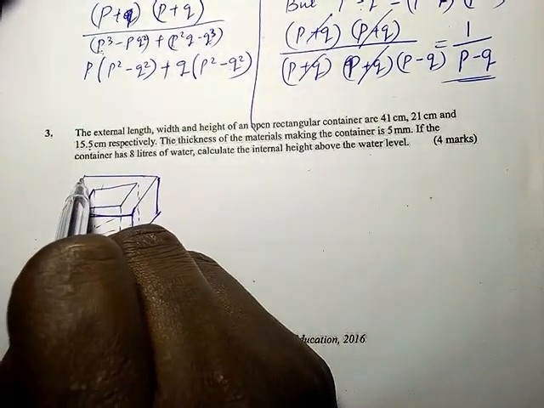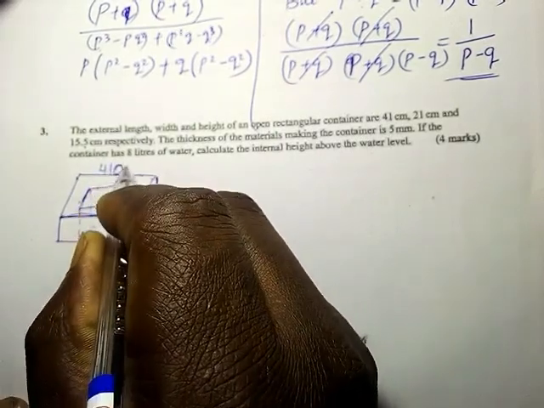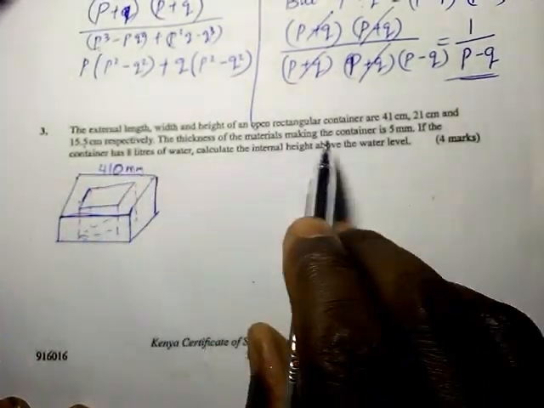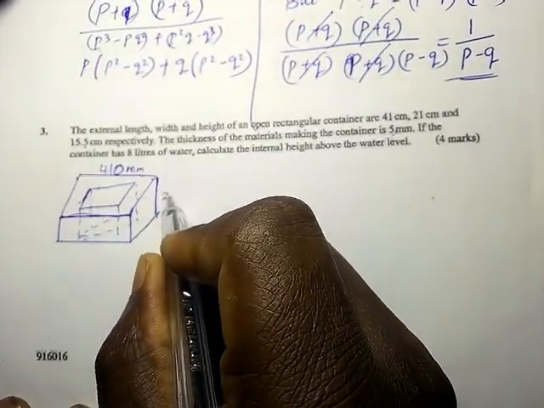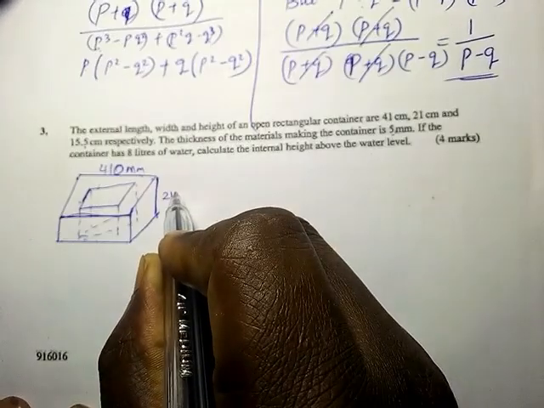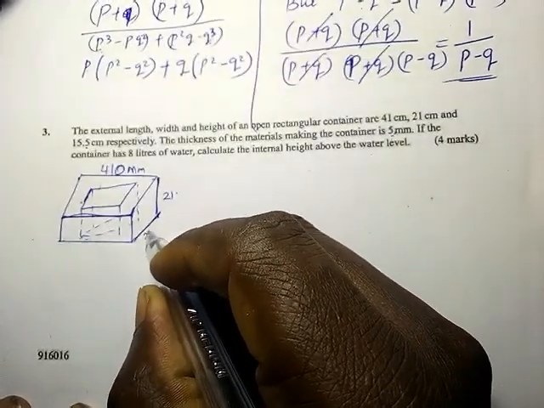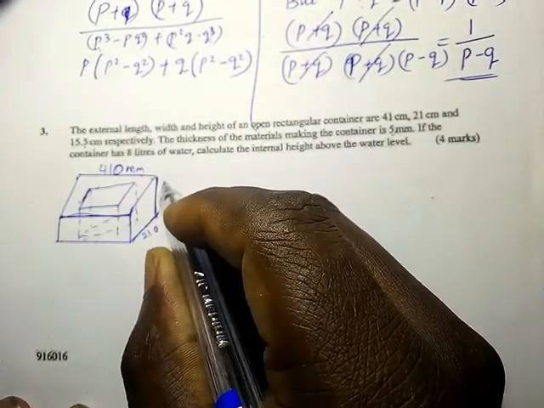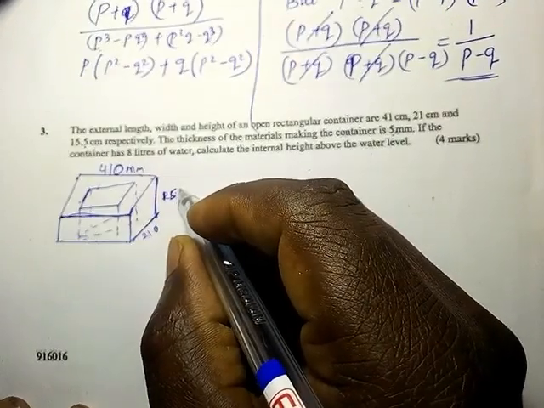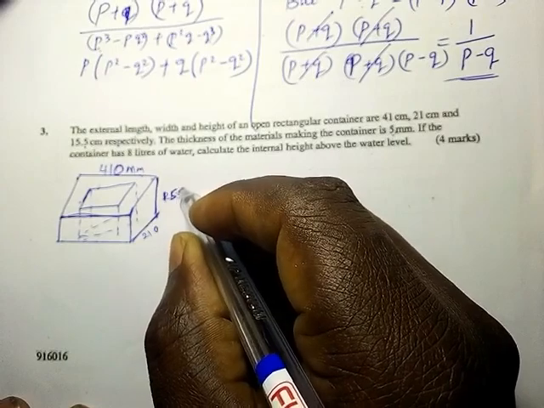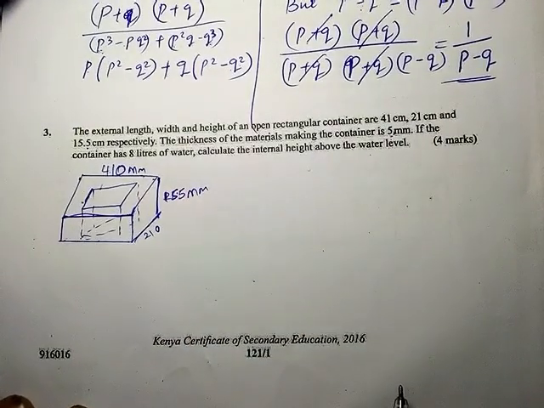So we have been told from here up to here is 41 centimeters, which is the same as 410 millimeters. I want to make the units uniform for this one. So from here up to here, the width is 21.0 centimeters, that is 210 millimeters, and the height is 15.5, so that one times 10 is 155 millimeters. It will be 155 millimeters.